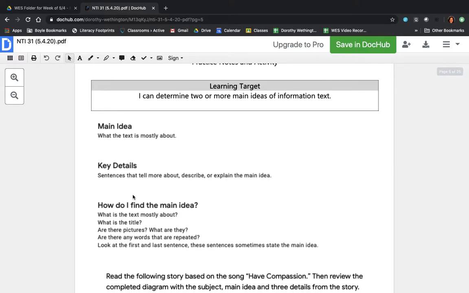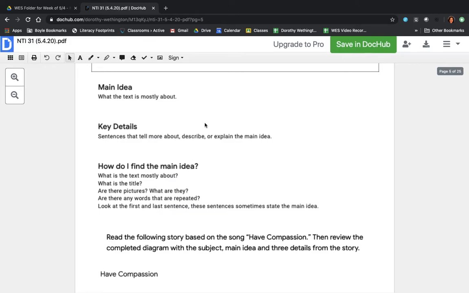Reading. Learning target: I can determine 2 or more main ideas of informational text. Main idea: what the text is mostly about. Key details: sentences that tell more about, describe, or explain the main idea.